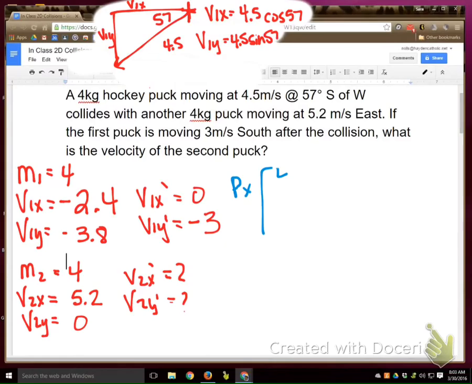So I'm going to start with m1 times v1 in the x direction, so negative 2.4, plus m2 times velocity in the x direction for our second object, which is 5.2. And that's going to be set equal to our finals. So 4 times v sub 1x prime, which we know is 0, plus m2 times v sub 2x prime for our second object. Does that equation look good? Okay. So now we can go ahead and start combining those things.